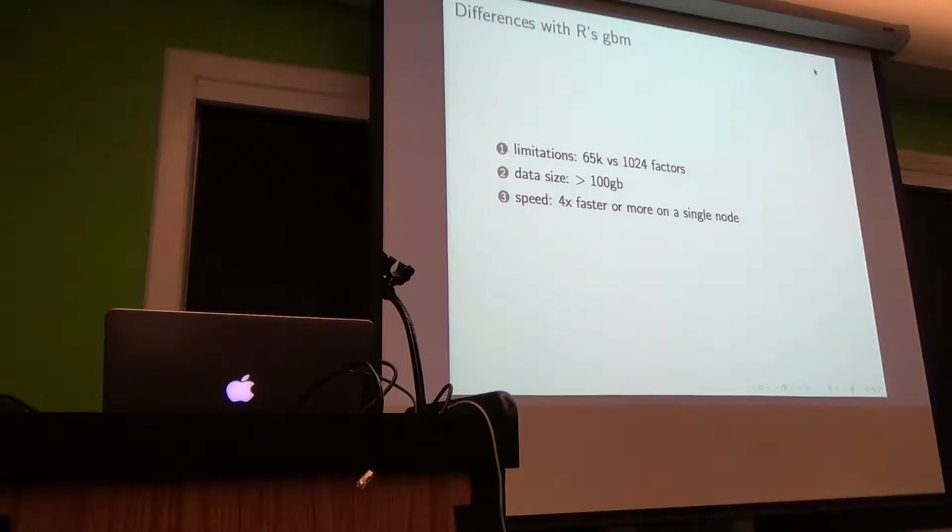And so as compared to R's GBM, which is one of the very popular models, H2O is willing to work with up to 65,000 factors. We have it running in-house on very large amounts of data, over 100 gigabytes, and we'd be happy for it to work on much more. And we're seeing 4x speeds or faster on a single node, and it does scale with the number of nodes in your system. And that's it. So I'm going to hand things over to Cliff, and he's going to talk about an implementation.